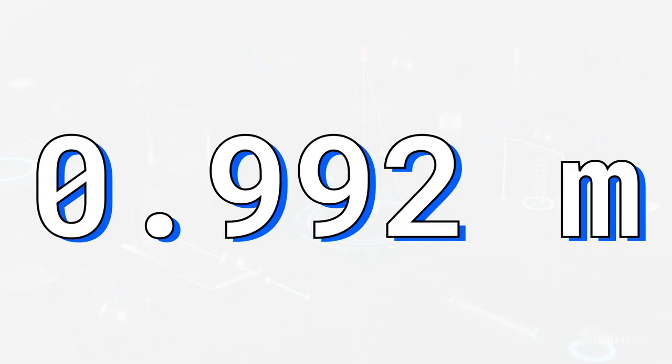So to figure this out, we just take our formula and rearrange it to solve for L. We plug in 2.0 seconds for the period T and 9.8 meters per second squared for g. And what do we get? 0.992 meters. That's just under 1 meter long. It's this precise relationship that made pendulums so incredibly important for making accurate clocks for centuries.